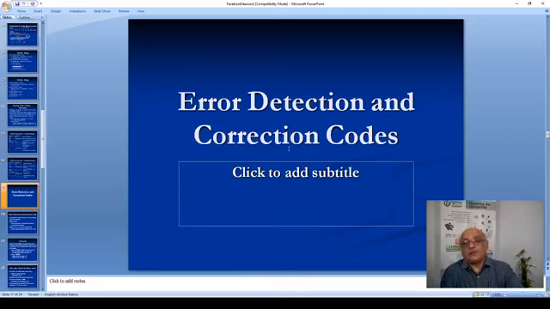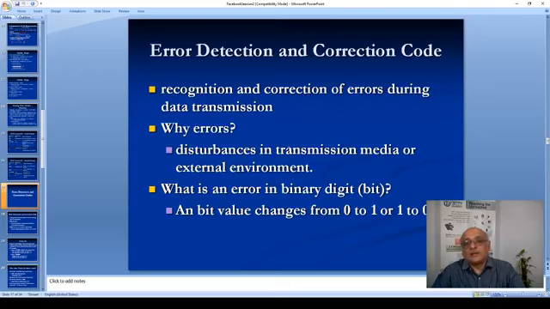Now from the floating point number, let's move on to error detection and correction codes. This is another very interesting domain as far as computer science is concerned. The purpose of error detection and correction codes is recognition and correction of errors during data transmission. And why do errors occur? There are some disturbances in the transmission media or external environment that can cause them. And what kind of errors occur? Basically, what is an error? An error is when a 1 bit changes to 0 and a 0 bit changes to 1.